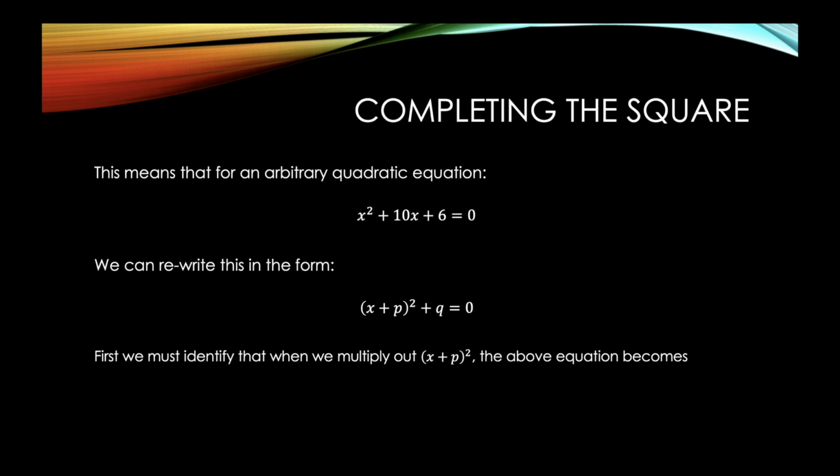First, you should identify that when you multiply out x plus p all squared, the above equation becomes x squared plus 2px plus p squared plus q is equal to 0. Notice you have an extra term here, and that's p squared, so we must account for this by removing it and taking away p squared. That means this expression, x squared plus 2px plus p squared minus p squared plus q is equal to 0.